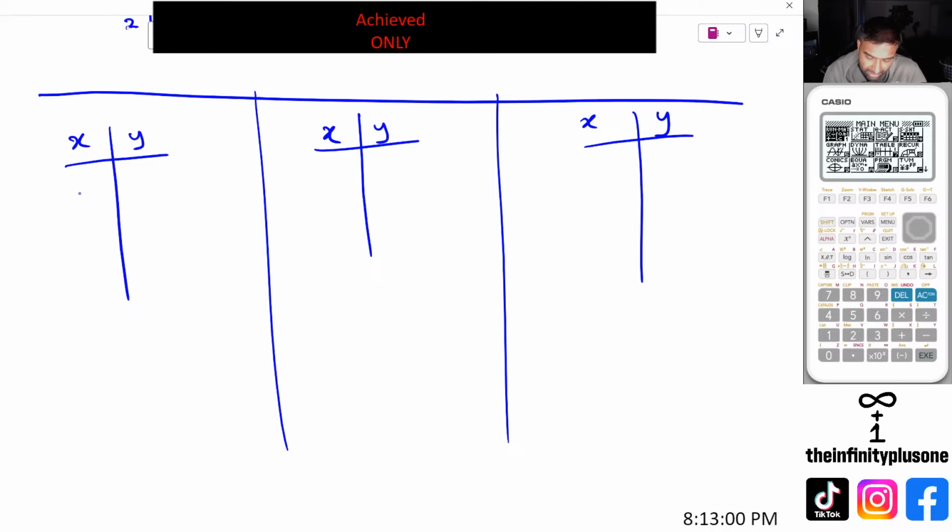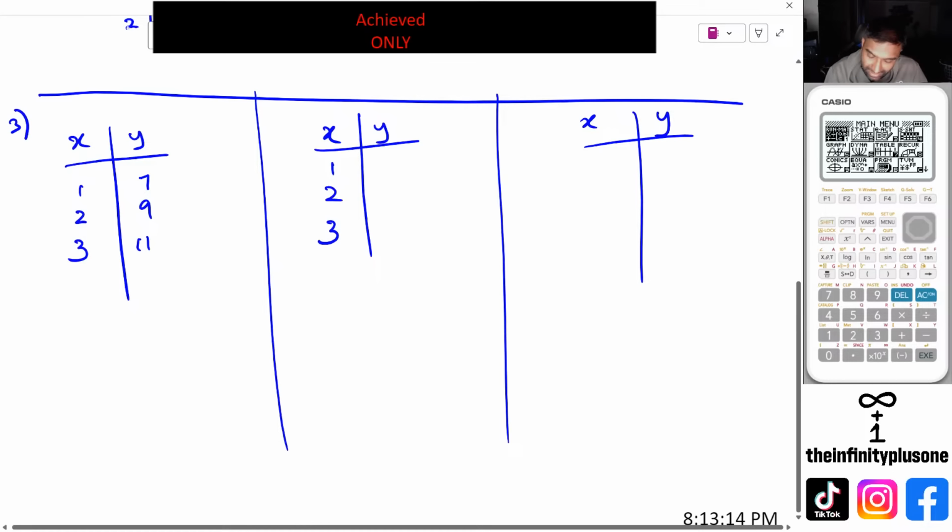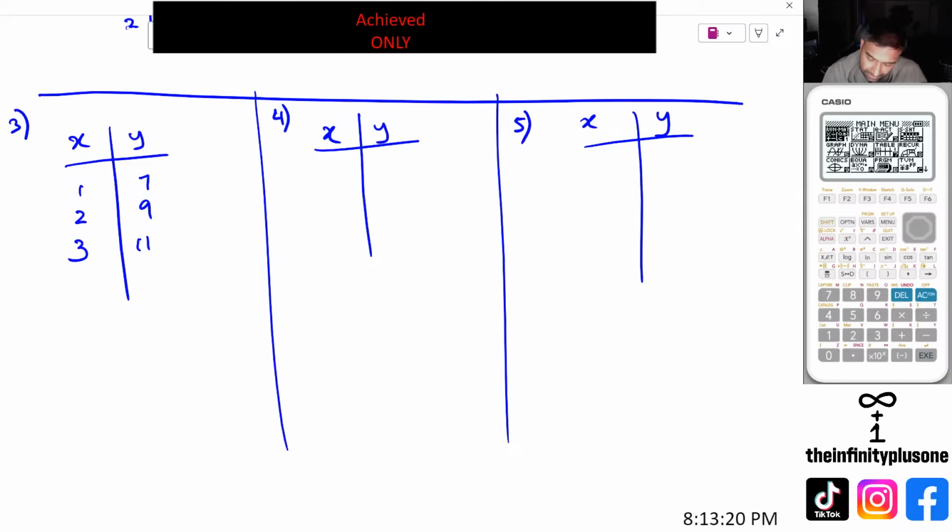I'm just going to start randomly. 1, 2, 3, 7, 9, 11. Here we're going to do 1, 2, 3. I need a table. Give me 1 second. If you are waiting for me, you can try and get the equation for 3, 4, 5. Then here, maybe I'll figure it out. Give me a second.